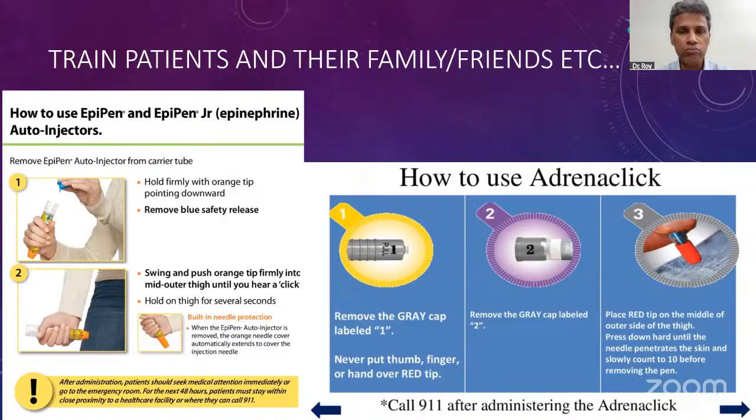This is just two examples where, as you can see with adrenaline, there is a gray cap labeled 1 and a gray cap labeled 2 that has to be removed, whereas in EpiPen, as we know, there's only one cap that has to be removed and you're able to directly inject.